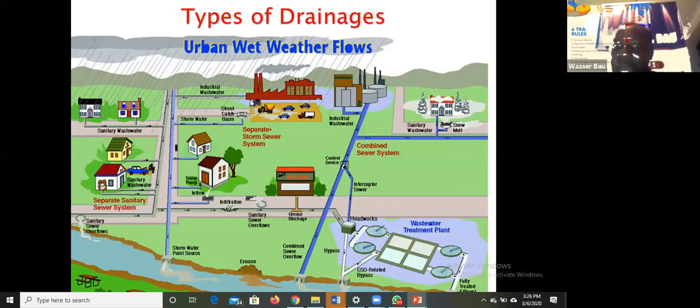Then the stormwater coming from the roof, coming from the garden, coming from the compound, coming from exposed area is now a stormwater line. It has its own design. Look at this one. This one is coming from just water. This one is coming from street catchment. This one is coming from roof catchment. This one is coming from garden.